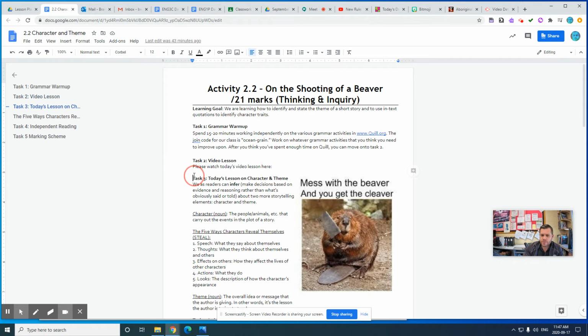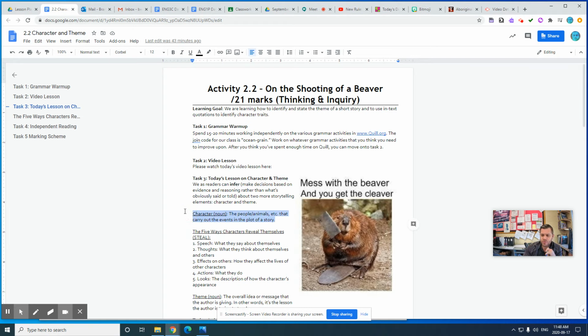Now, task 3 is today's lesson on character and theme. We as readers can infer. Infer is a verb or an action word that just means to make a decision based on evidence and reasoning rather than what's obviously told or said. So we have to make an educated guess. That's what it means to infer. So we aren't being told what the theme of the story is or what the character is like. We have to make guesses based on evidence to tell us what those things are.